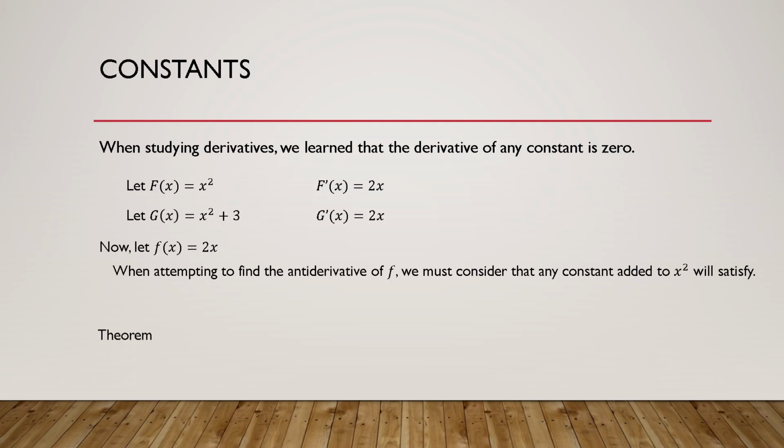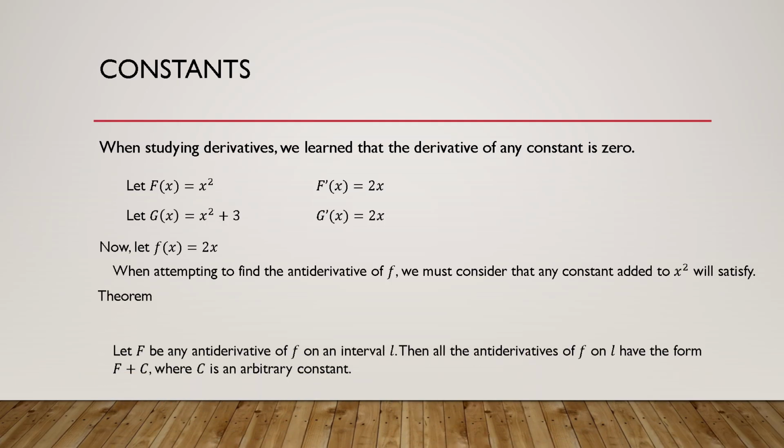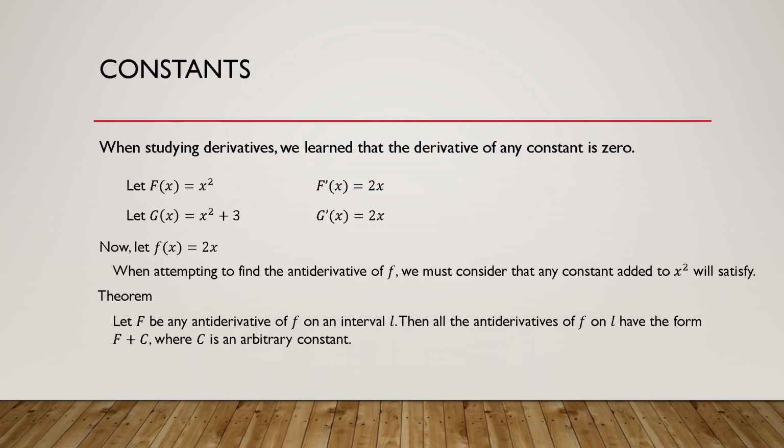From this is derived the following theorem. Let capital F be any antiderivative of f on an interval I. Then all antiderivatives of f on I have the form capital F plus c, where c is an arbitrary constant. So if f of x equals 2x, then capital F of x is equal to x squared plus c.